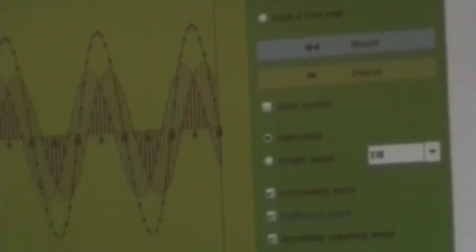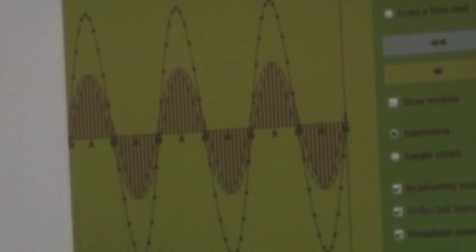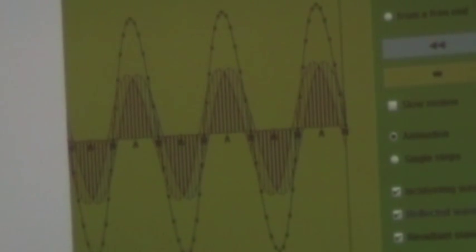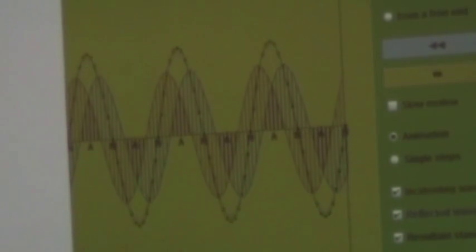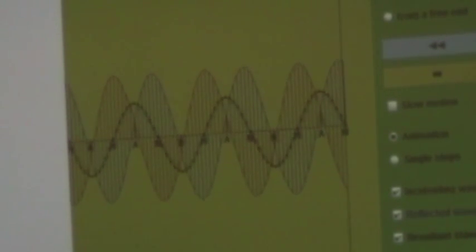Let's look at what would happen if I send a continuous wave, a sine wave, from both sides of the medium. They have the same amplitude, the same wavelength, and the same speed, but the velocity is different because one is going to the left and the other one is going to the right.